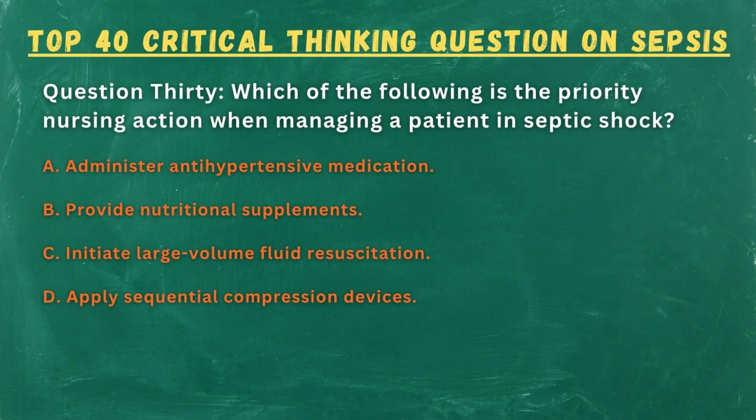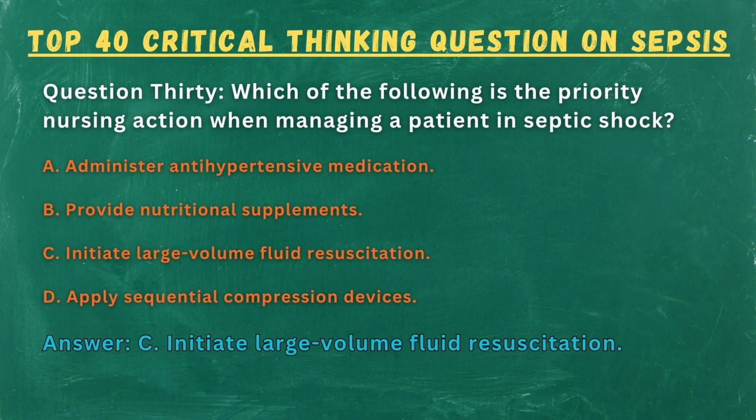Question 30. Which of the following is the priority nursing action when managing a patient in septic shock? A. Administer antihypertensive medication. B. Provide nutritional supplements. C. Initiate large volume fluid resuscitation. D. Apply sequential compression devices. Answer: C. Initiate large volume fluid resuscitation.